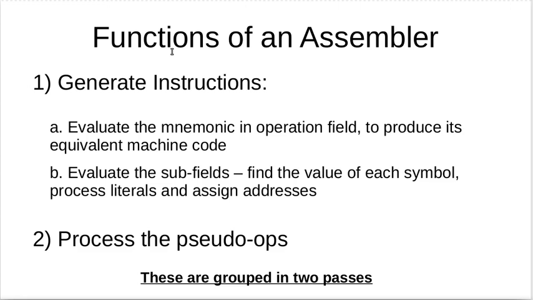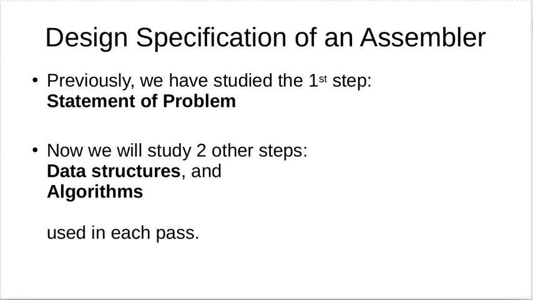To generate the instructions, first the mnemonics in the operation fields are evaluated to produce the equivalent machine code, and then the subfields are evaluated to find the symbolic values. The literals are to be processed, and then we assign the addresses. Now all these functions of an assembler are grouped in two passes.